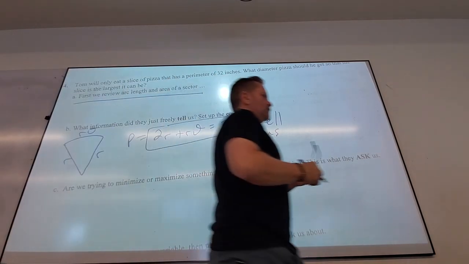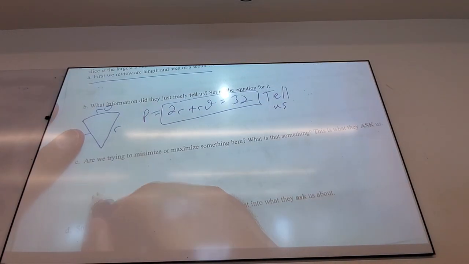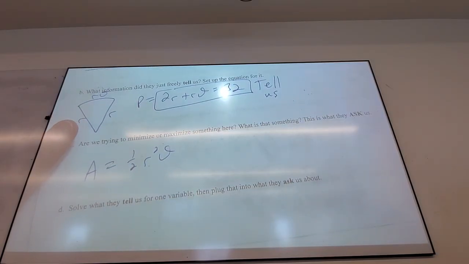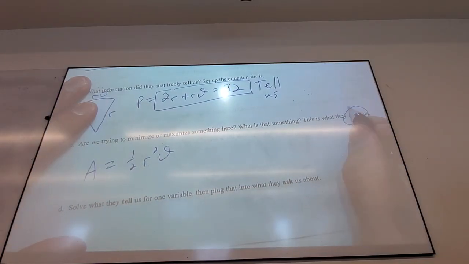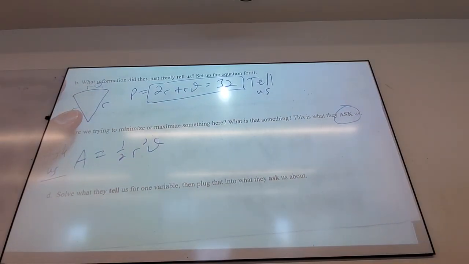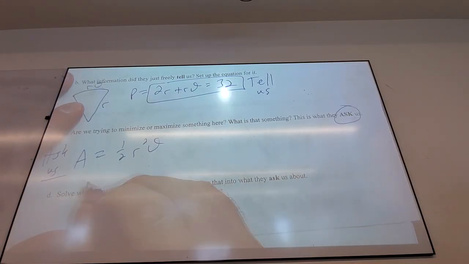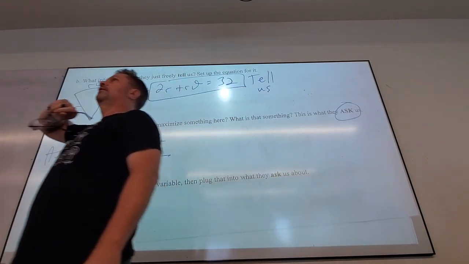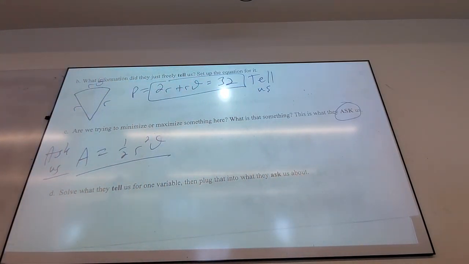And of course, what would the area of this be? 1/2 r squared theta. This is what they asked us. So that's the function, sure, Jeff. That's the function I want to work with, because that's the one it tells me to maximize. So then what do I do? I've got what they tell us, I've got what they ask us. What do I do?